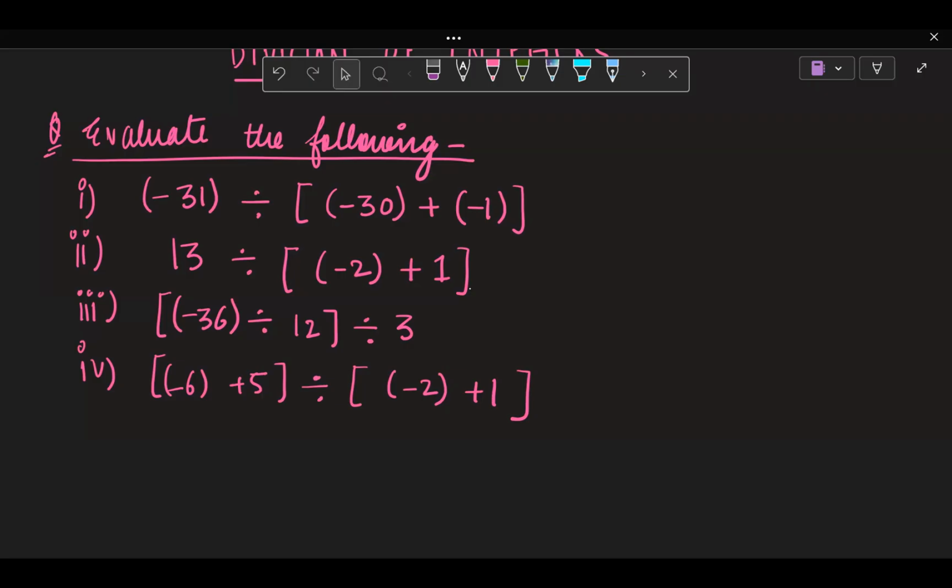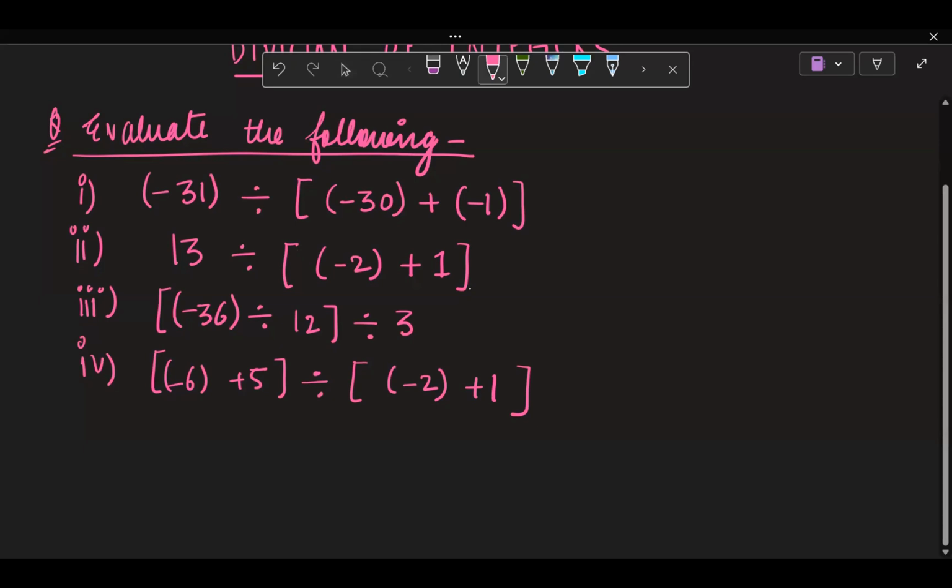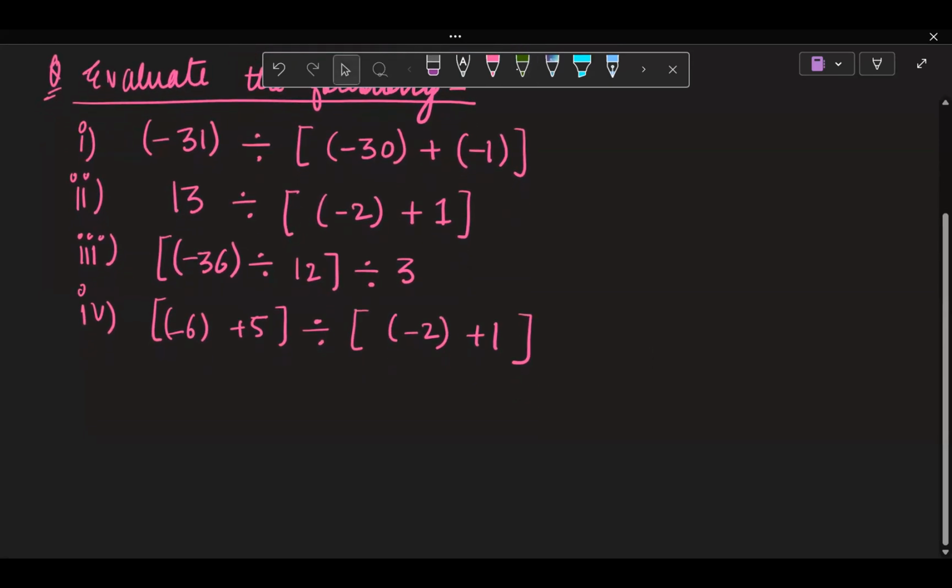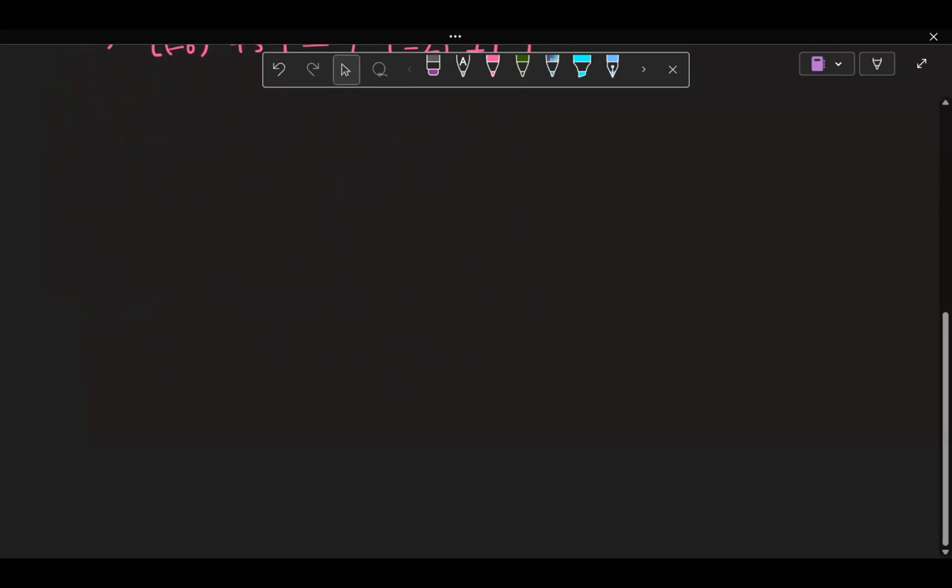On the last question, negative 1 divided by negative 1, it will become 0, right? No, -1 divided by -1 will not be 0. It will be +1. We will discuss the answers now.